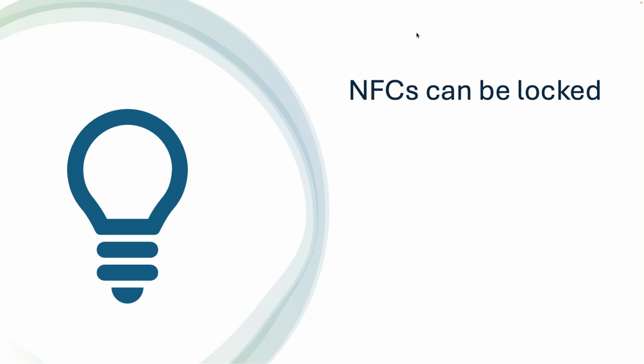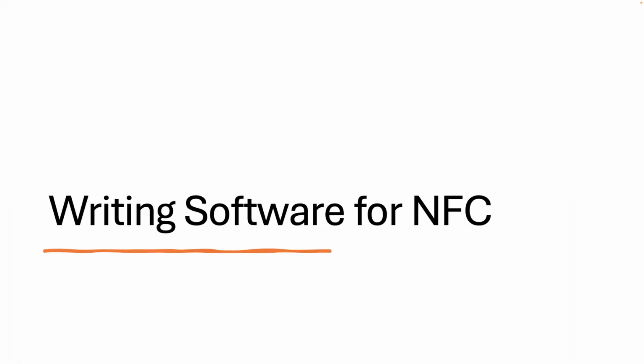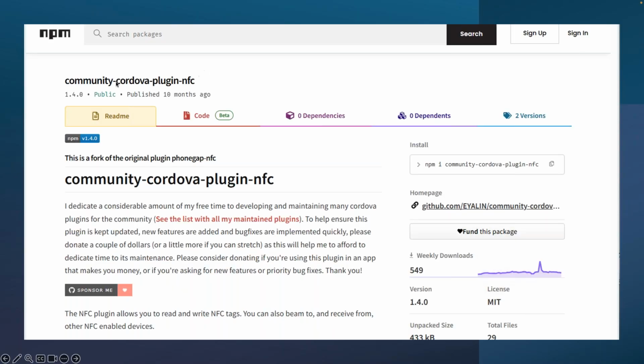So how do you use your software to talk to the reader and writer? How do you write the software for doing NFC? Well, we do that using a Cordova plugin, and it is called Community Cordova Plugin NFC. This will be shortly included in Alpha Anywhere.